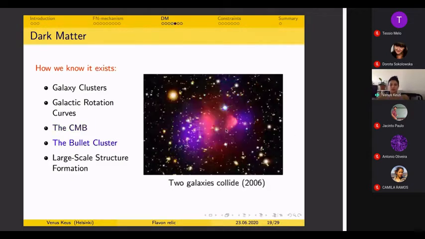Another very good, let's say, no, you can't call it a smoking gun, but very good evidence for the existence of dark matter was the bullet cluster merger, where two galaxies collided with each other. And if they were just made of ordinary matter, you would expect, as the result of the collision, most of the matter to stay near the center of the collision.